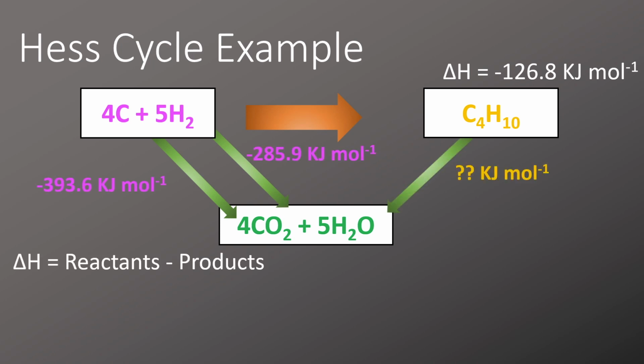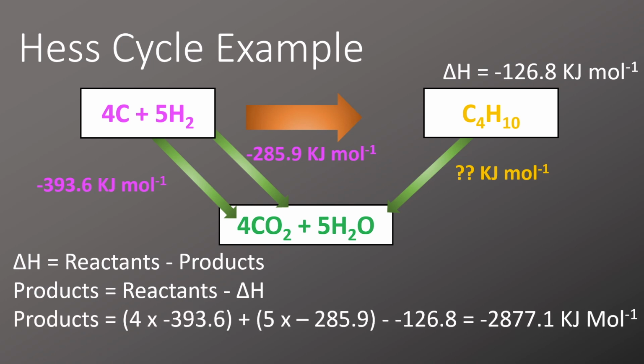We'll then look at the equation, reactants minus products, and then we'll rearrange this equation. So we've got products equals reactants minus overall enthalpy change. Plug the numbers in and get a final answer of minus 2877.1 kilojoules per mole.